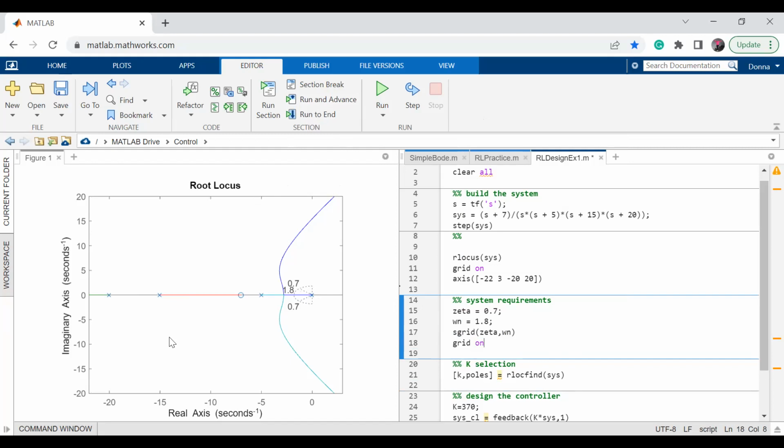Not do that value. Now, try to use rlocfind, okay? So you have the command. Pick poles about negative 2.88 or negative 2.8, negative 3, and 1.2i. Somewhere.